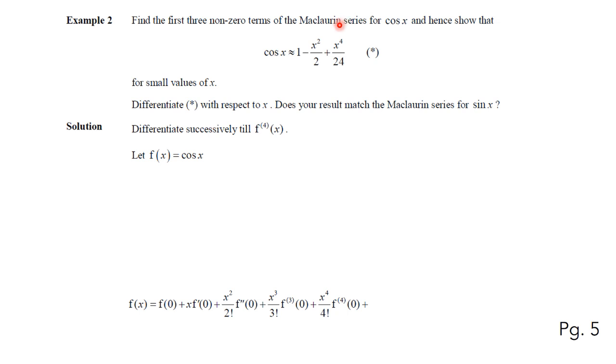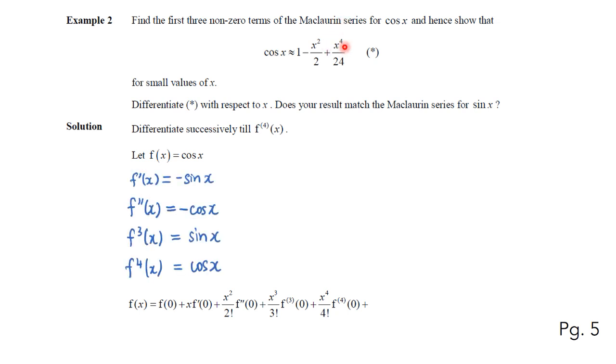Since we are dealing with x to the power of 4 over here, we will need to differentiate at least 4 times. You notice that we've written out the derivatives over here, and for the cosine function it's very cyclical, right? Just take note that for f prime x you have a negative sign here. Don't leave that out.